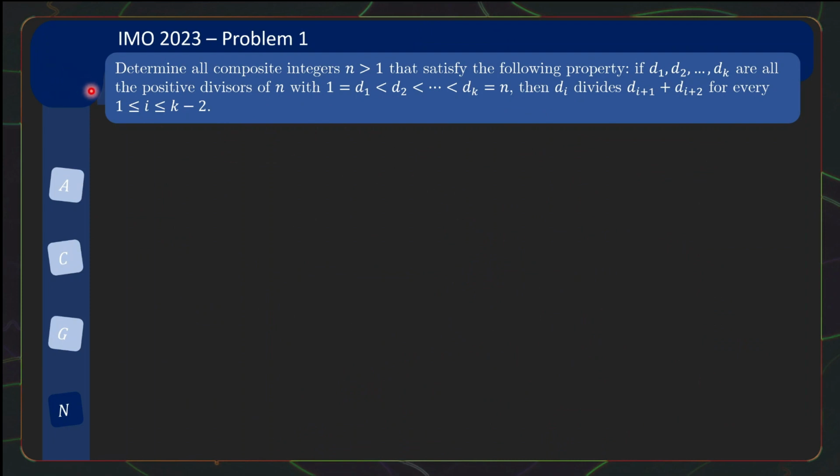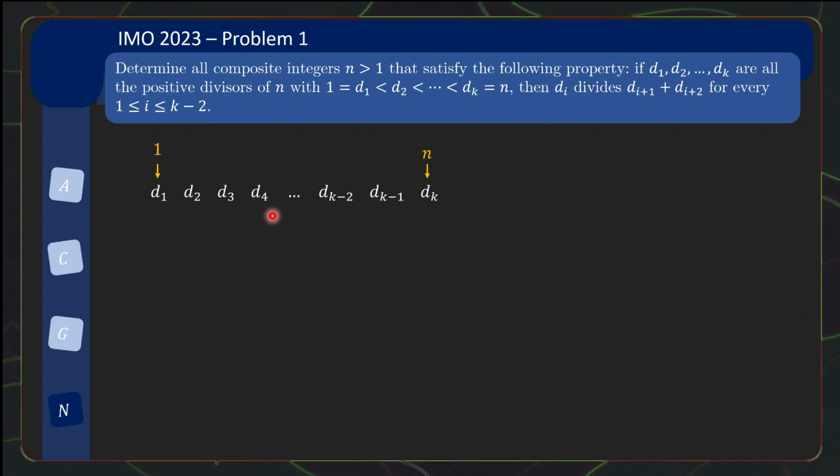So for problem 1, we are supposed to determine all composite integers n greater than 1 that satisfy the following property. If d1, d2, until dk are all the positive divisors of n, and they are arranged in increasing order, then di divides d(i+1) plus d(i+2) for every value of i.